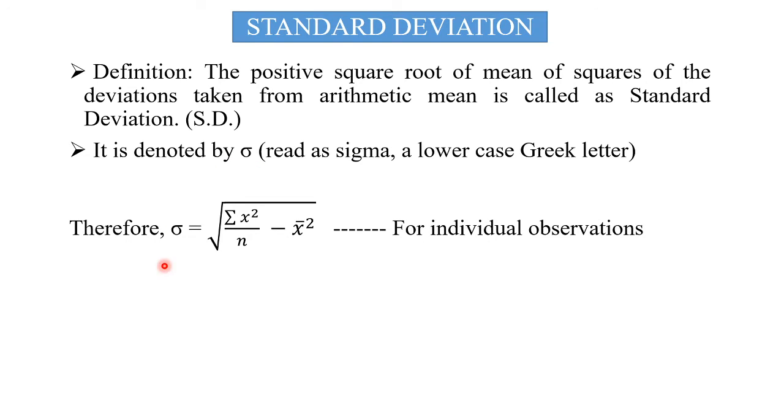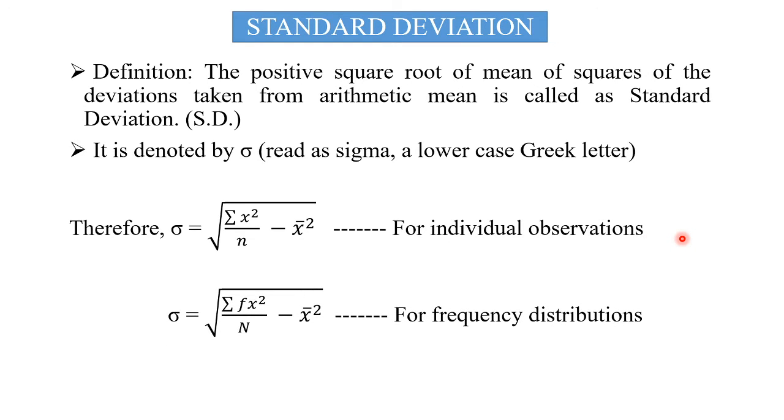Therefore, sigma is equal to the square root of summation x square divided by n minus x bar square for individual observations. Then sigma is equal to the square root of summation f into x square divided by n minus x bar square for a frequency distribution. These are the most important formulas for standard deviation, one for individual observations and one for frequency distribution.